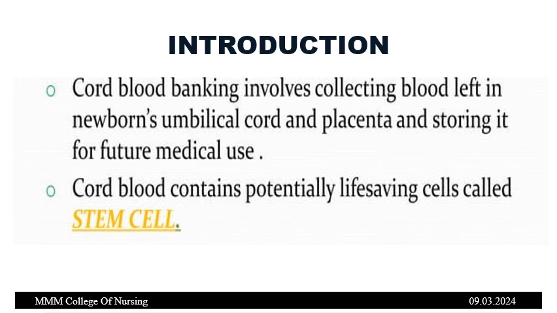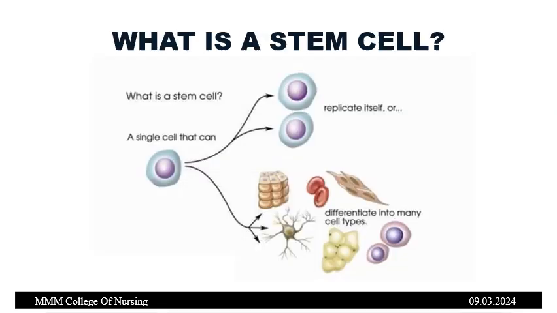Introduction. Cord blood banking involves collecting blood left in the newborn's umbilical cord and placenta and storing it for future medical use. Cord blood contains potential life-saving cells called stem cells.